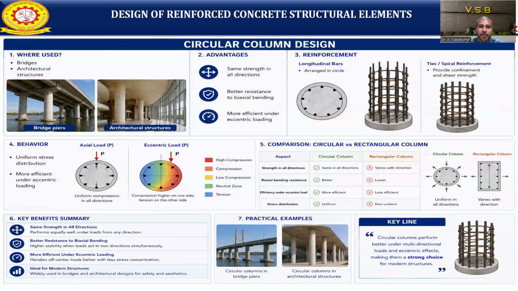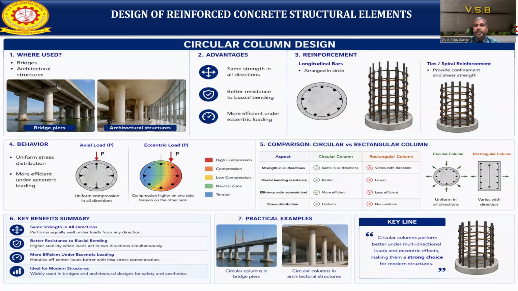So in an axially loaded column, the load is acting at the center of the section, so there is uniform compression in all directions. Now you see the load is acting with eccentricity. The pressure will be high and we cannot maintain uniform stress distribution. Compression is higher on one side and tension on the other side if the load is acting on an eccentric column. So while designing a circular column, we need to avoid biaxial bending.